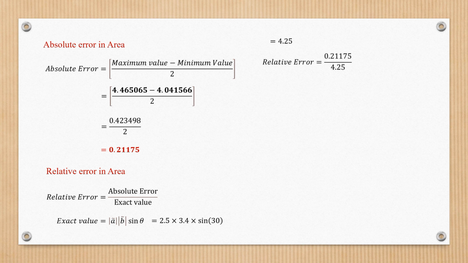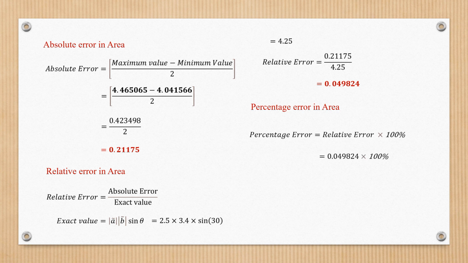So now I'm going to put that in. So I have 0.21175 divided by 4.25. So relative error shall be 0.049824. Now to find the percentage error in area, I'm going to have percentage error as relative error times 100%. So when I multiply the relative error times 100%, I'll have 4.9824%. And that is the answer they wanted.